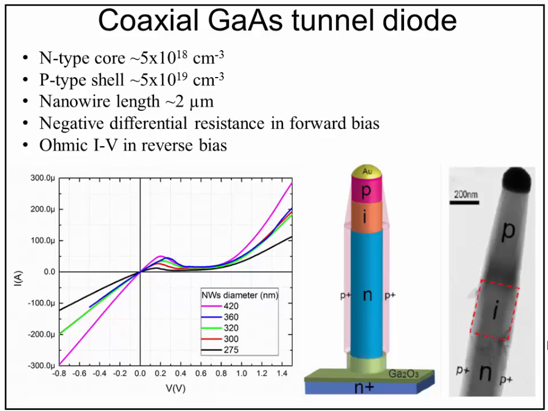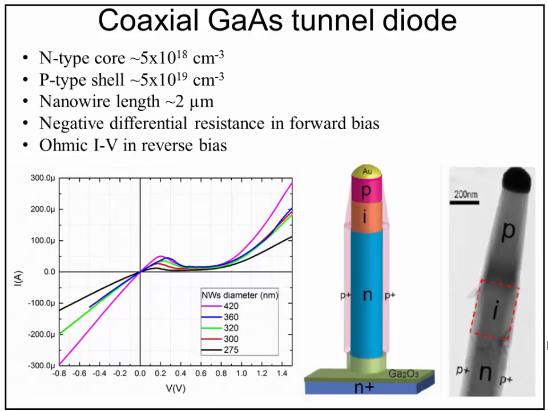So basically, if you measure this tunnel device, the current flows from the gold, goes to the shell, and from the shell to the core. You have radial conduction in this device. Here is the TEM image of a nominal device. Here the segments are marked.